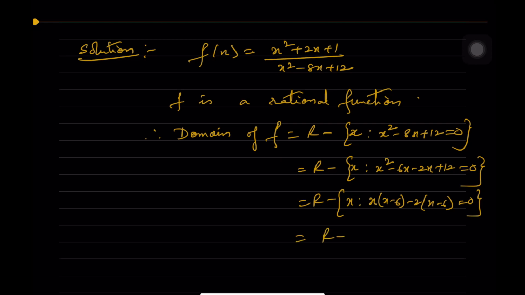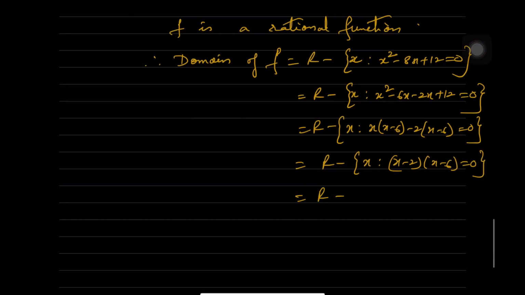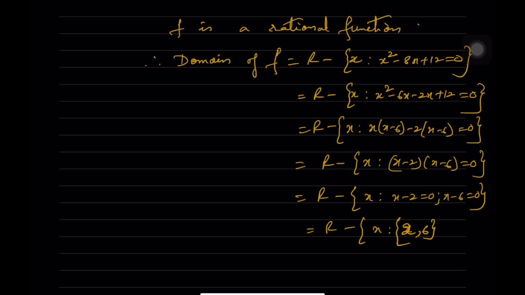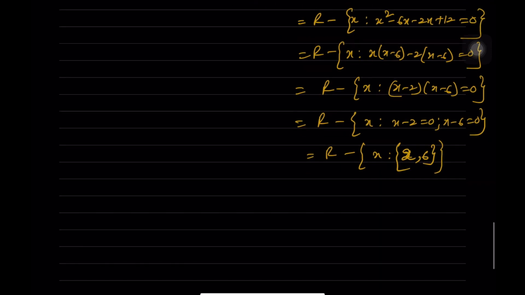Therefore this is equal to R minus {x such that (x − 2)(x − 6) = 0}. So x − 2 is equal to 0 and x − 6 is equal to 0, which gives x equal to 2 and 6. So other than these two values 2 and 6, it will take all the values, that is R will take all the values. So we can write it this way, R minus {2, 6}. This is the domain of f.